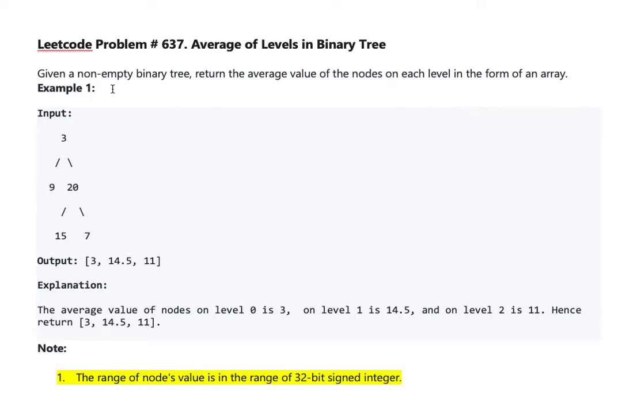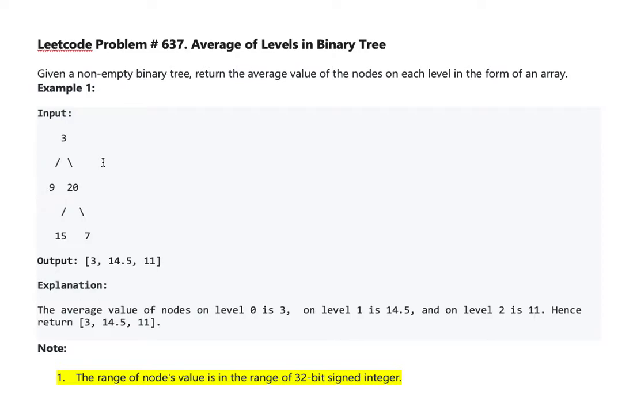Everyone, today I'd be discussing LeetCode problem number 637. The problem is for finding the average of levels in a binary tree. So the problem basically goes as follows: given a non-empty binary tree, return the average value of the nodes on each level in the form of an array.